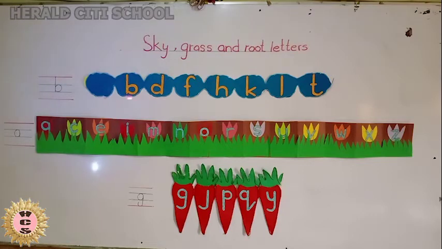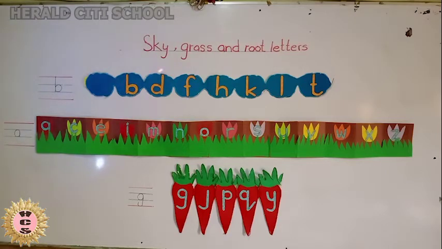Children, those letters which come above 3 lines are called sky letters, like B, D, F, H, K, L and T. Children, all these letters come on the upper 3 lines. That's why they are all called sky letters.